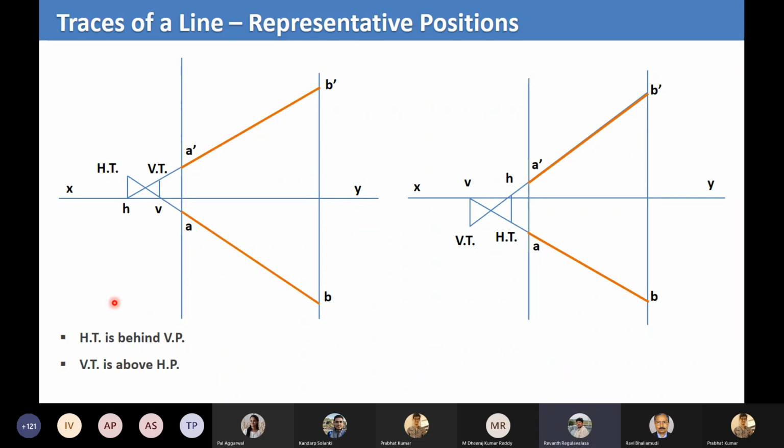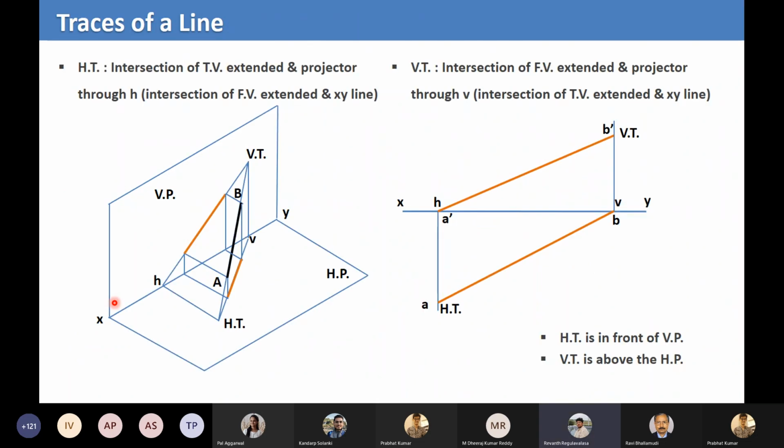Prabhat Bhaiya, can you just go back? Yeah, see here, in this one, we can see VT is above and HT is below the XY line. And when you transfer this back to 3D, you can see here on the left side, VT is above HP and HT is in front of VP. Understood?